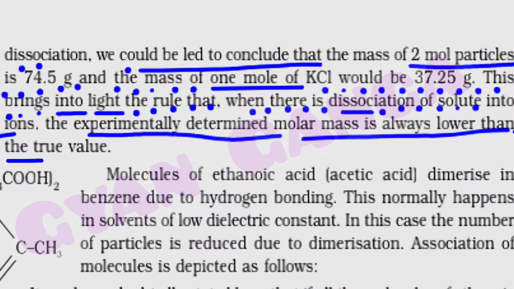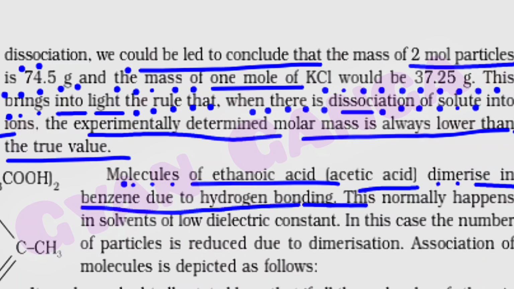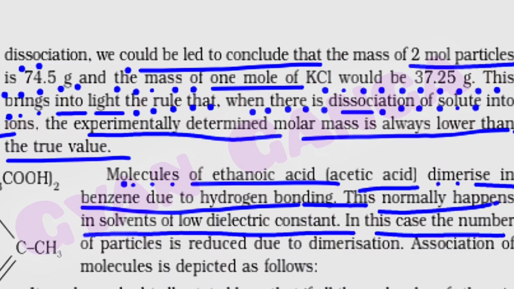Molecules of ethanoic acid (acetic acid) dimerize in benzene due to hydrogen bonding. This normally happens in solvents of low dielectric constant. In this case, the number of particles is reduced due to dimerization. Association of molecules is depicted as follows.